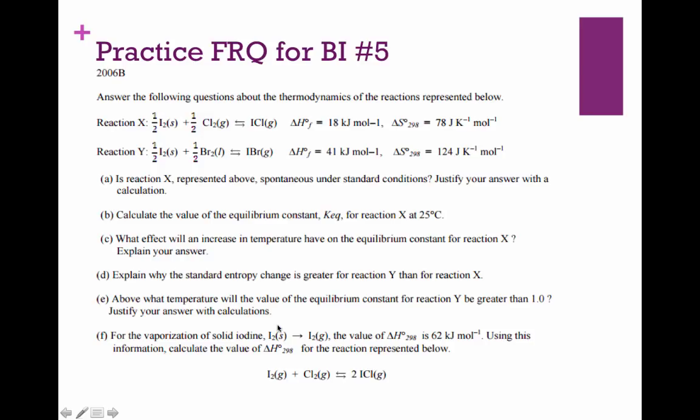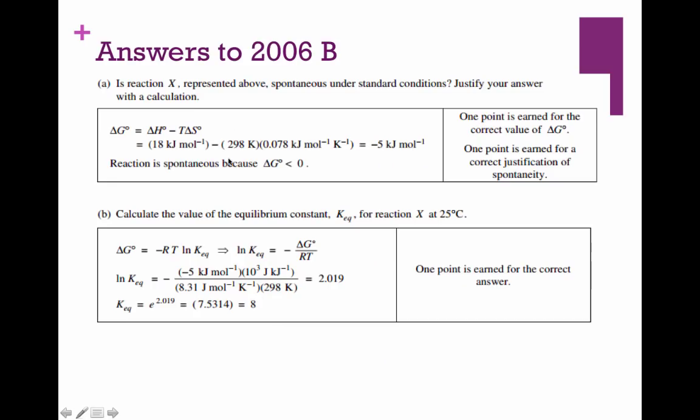So again, this is all going back in and calculating. So when part A asked us to calculate delta G, and then answer the question about spontaneity, we can use our negative RT ln K to calculate.